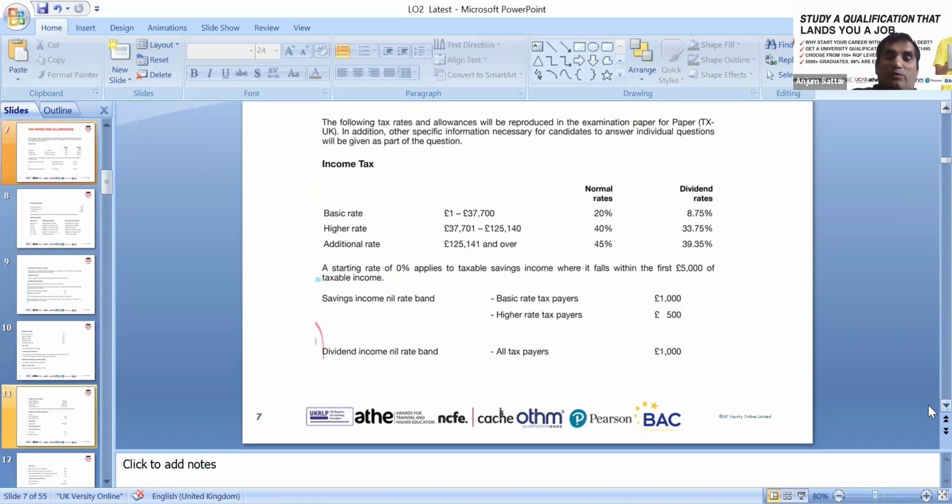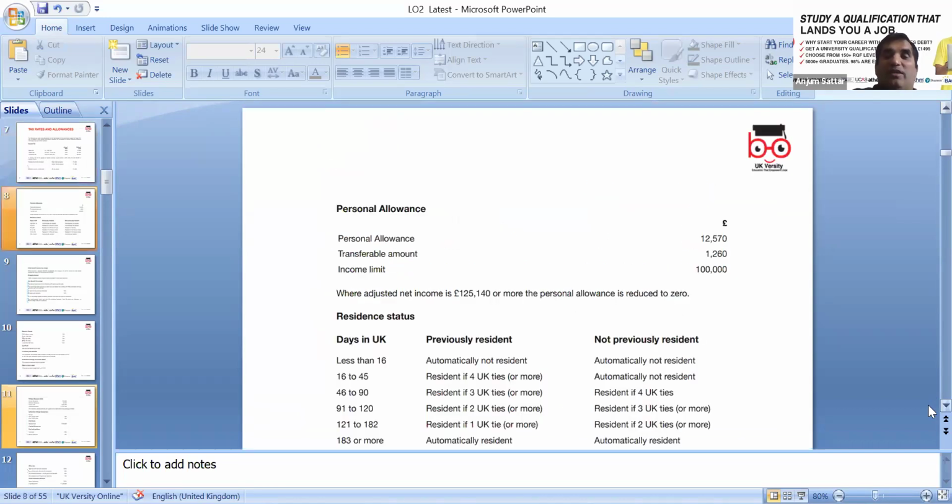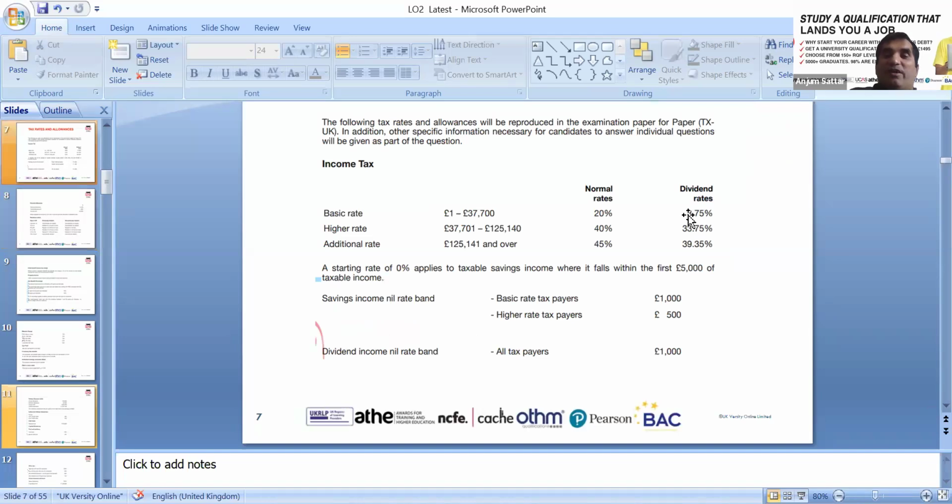Dividend income up to 1,000 is nil, no tax on it. If you have more than that, we charge the tax according to the dividend rate. So what is the dividend rate? It is 8.75% if you earn within 1 to 37,700, and if you earn more than that, 33.75%. If you earn more than that, then of course 39.35%. So these are the dividend rates.